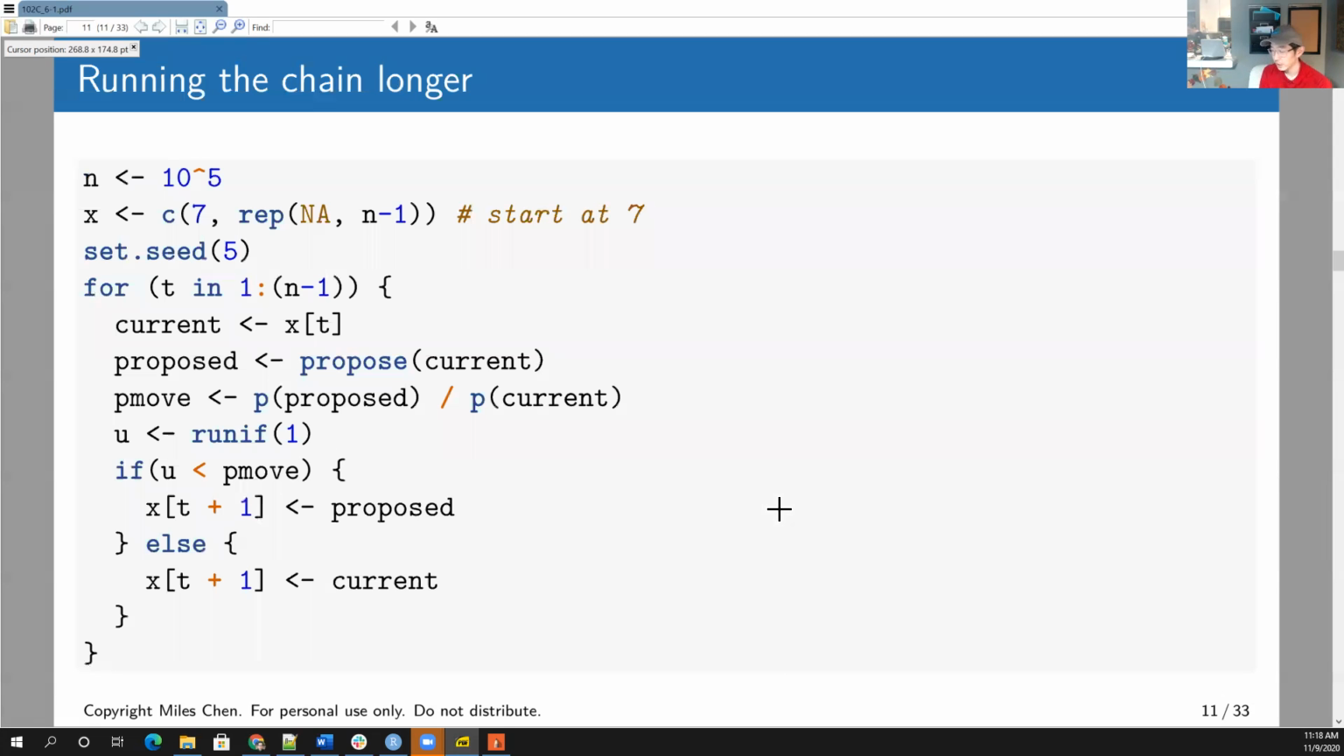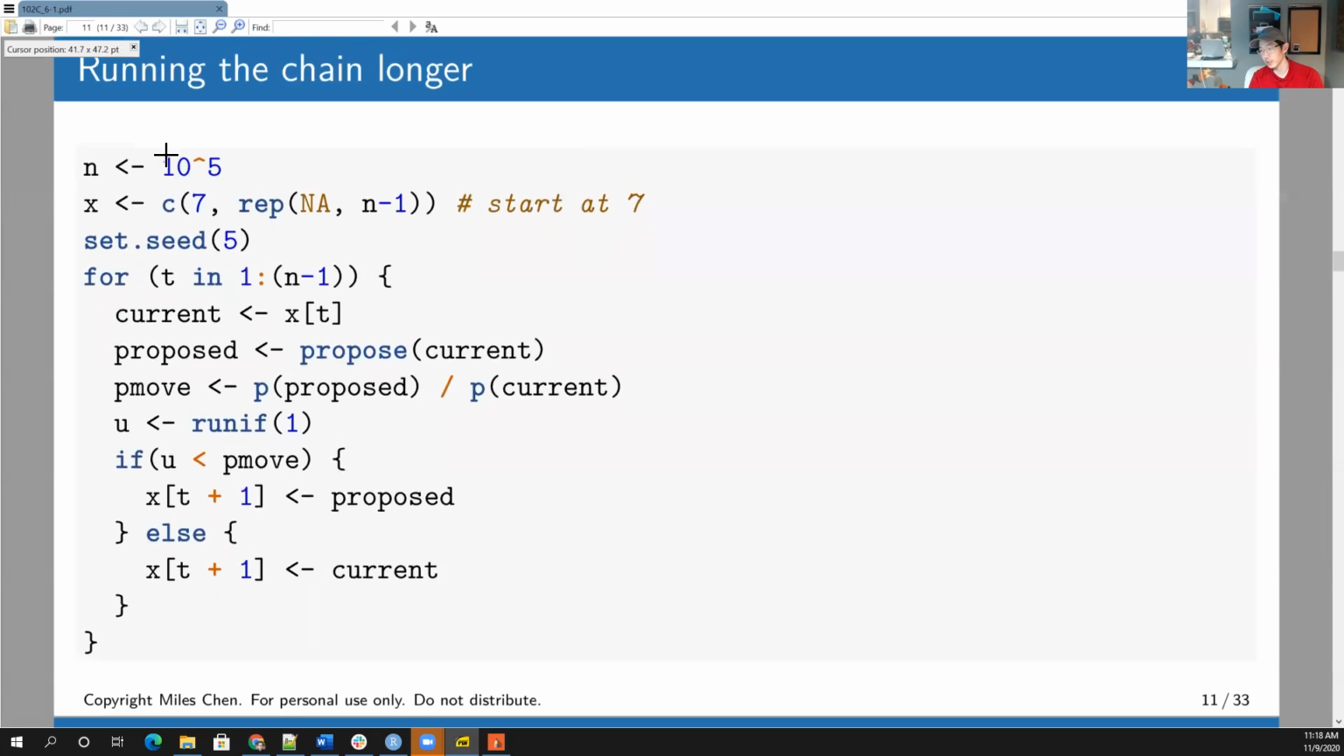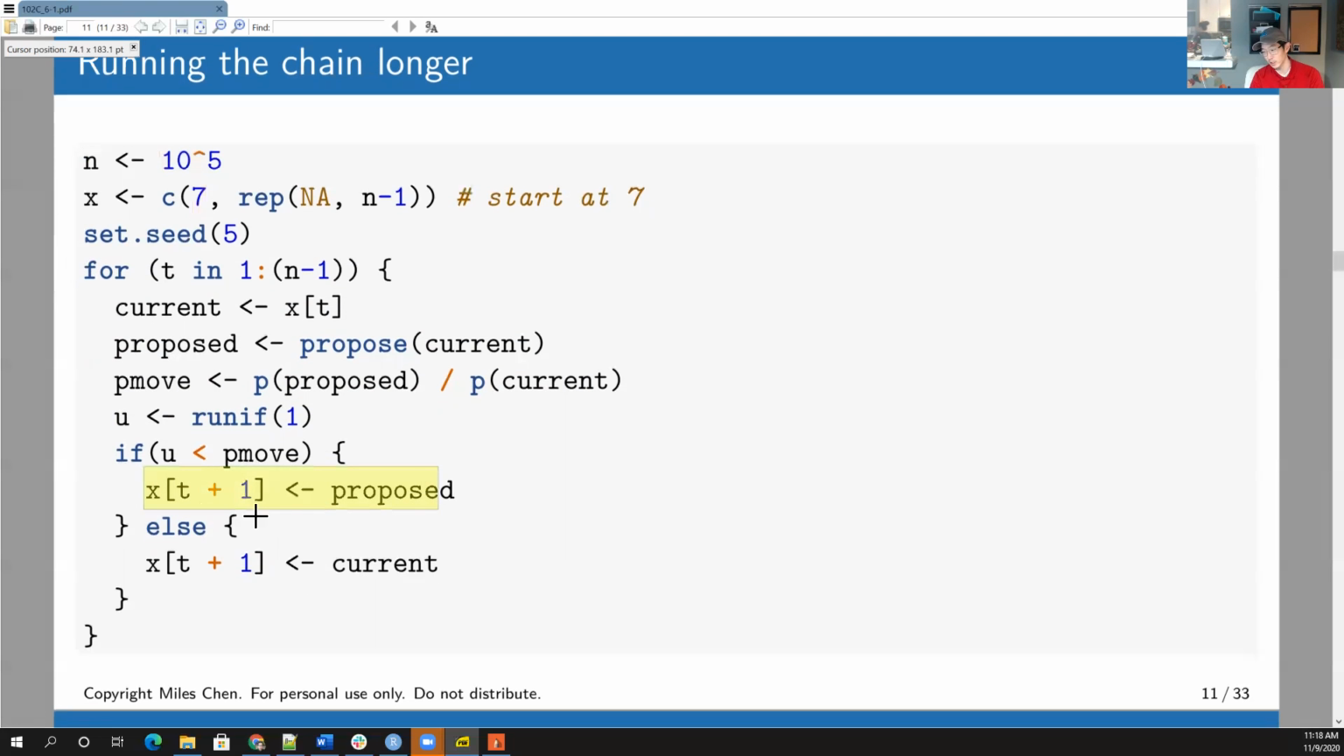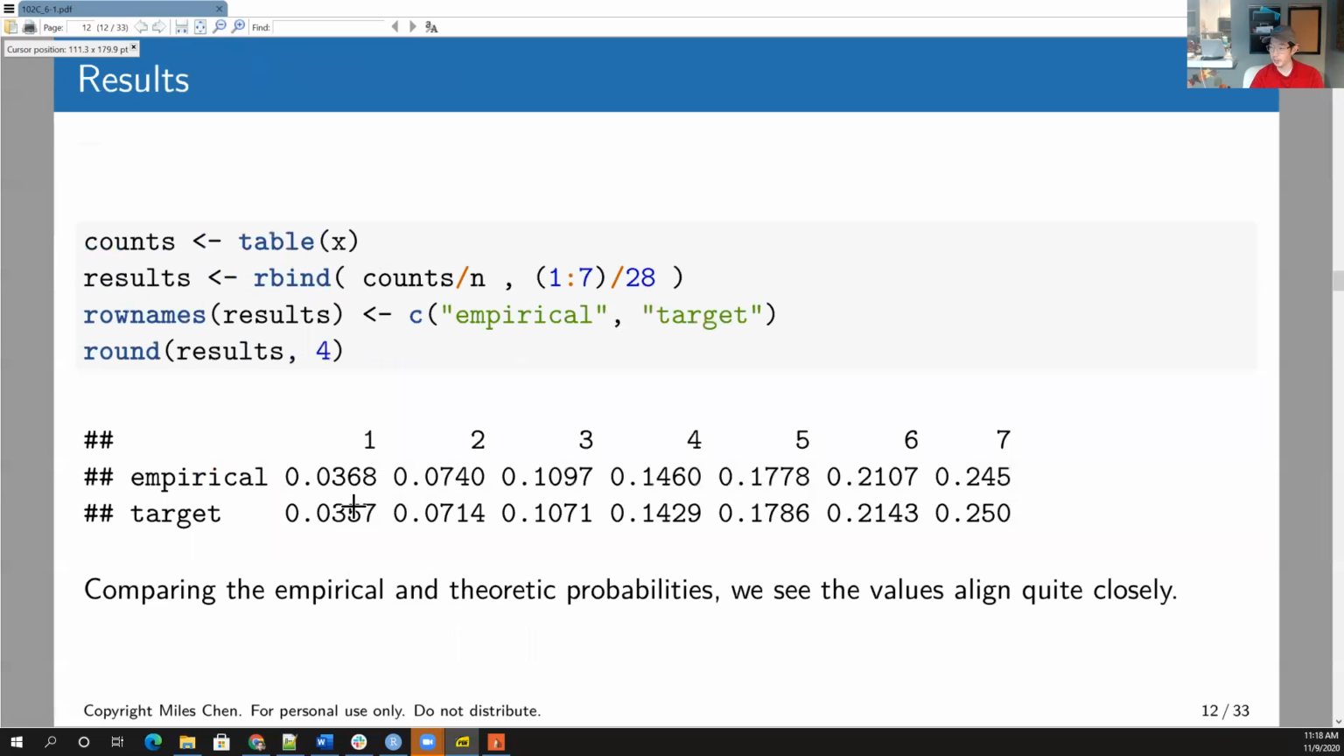All right, so now I'm going to just say, well, what happens if we run the chain even longer? So I'm going to run this for 100,000 iterations, 10 to the 5, okay? And this time I just arbitrarily choose to start at 7. It doesn't matter. But anyway, I run basically the exact same code. The current value at time t is the current, propose a new value based on the current value, find the probability of moving, and then if I move, take the proposed value and set it to the value at time t plus 1. Otherwise, set the current value to the value at time t plus 1.